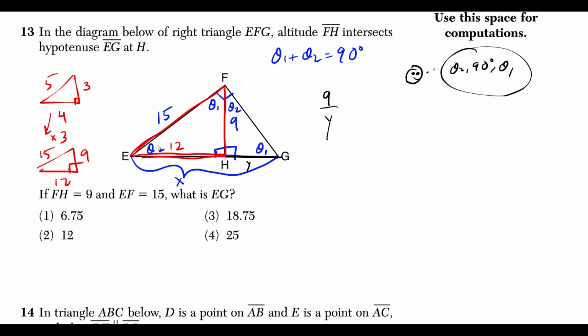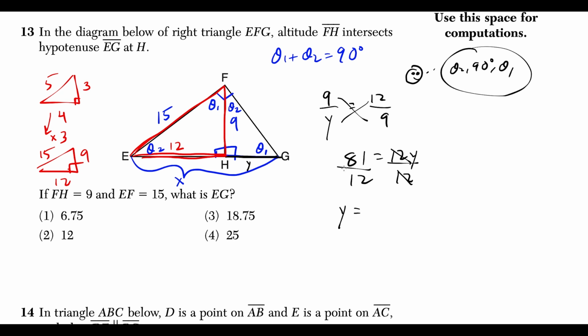Now I'm going to do the same thing in this triangle. From theta 2 to the 90 is going to give me 12 first, and then when I go from theta 2 to 90 to theta 1, I'm going to 9. So now we just cross multiply here. 9 times 9 is 81, and that's equal to 12 times Y. Then if we divide both sides by 12, that's going to tell us the length of HG.